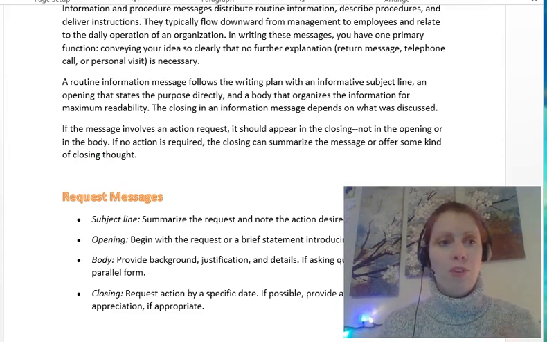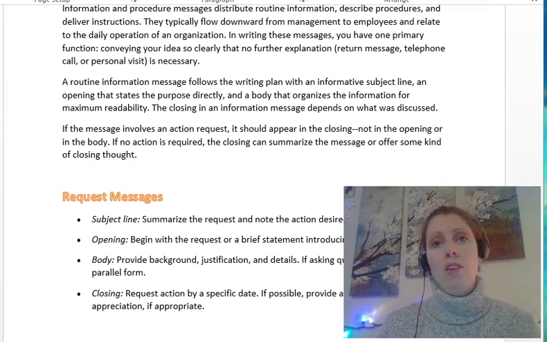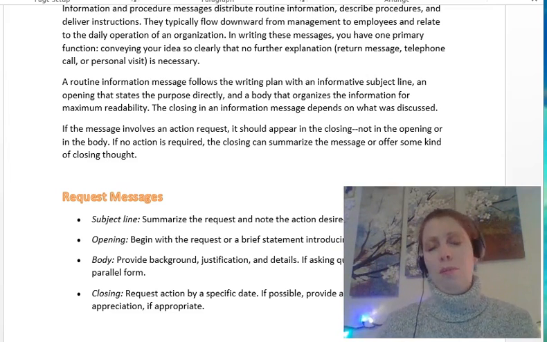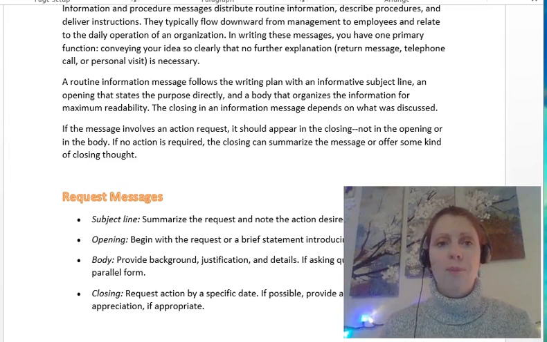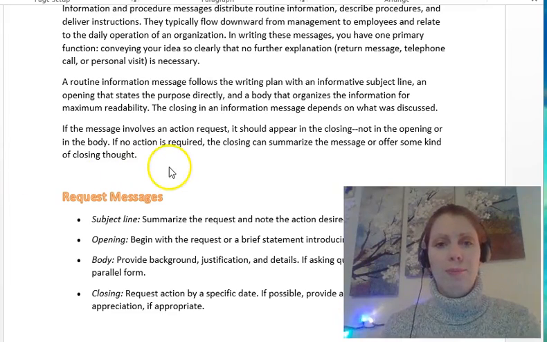Procedural messages or procedure messages must be clear and readable. Making lists and achieving parallelism will help the reader comprehend what you say much quicker, which we talked about previously in other video lectures. Parallel language also makes you look more professional and efficient. If you missed the previous lecture or you don't remember, please go back and review Emails and Memos Part 1 or Language of Business Part 1 and Part 2, where we talked about parallelism and lists.